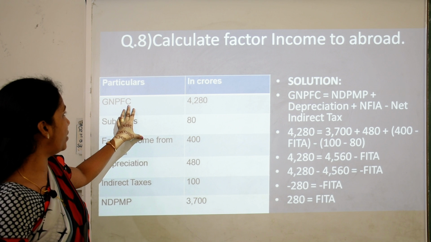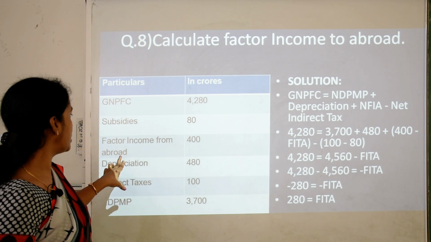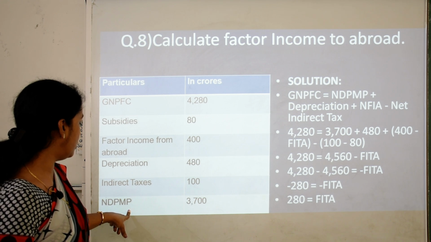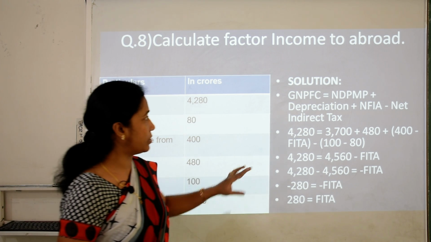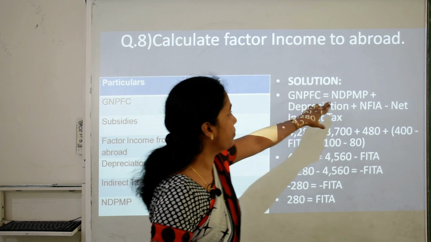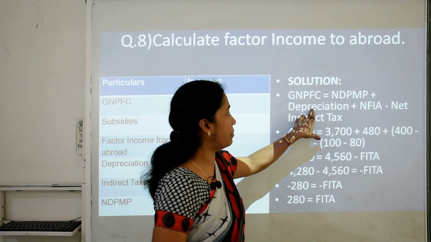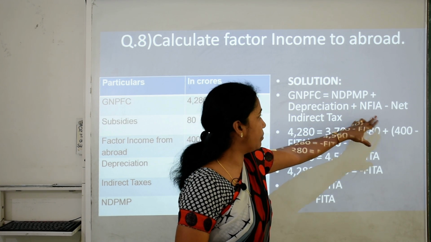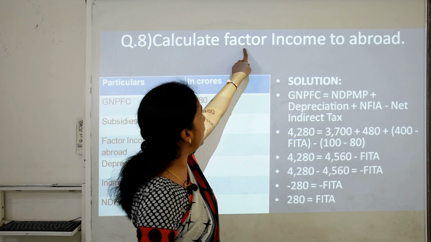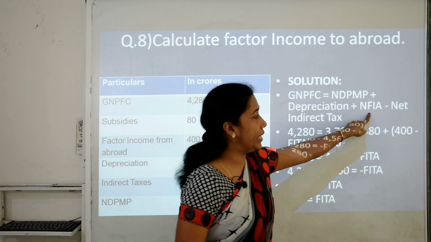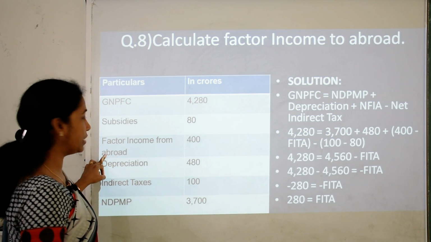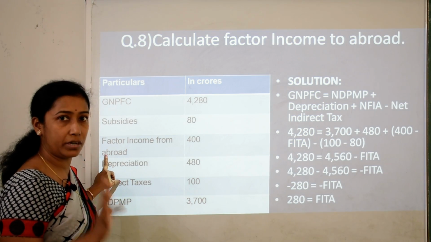So provided is GNP at factor cost, subsidies, factor income from abroad, depreciation, indirect tax, and net domestic product at market price. Now after applying this formula, that is GNP at factor cost, NDP at market price plus depreciation plus net factor income from abroad minus net indirect tax. Now what we need to calculate is factor income to abroad, which we will get from here. Okay. So factor income from abroad is given, but factor income to abroad is not given.